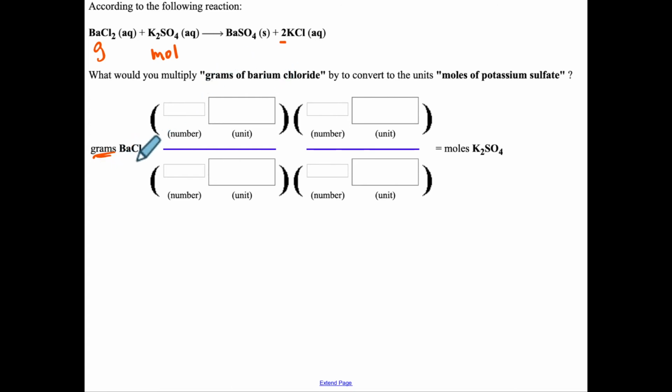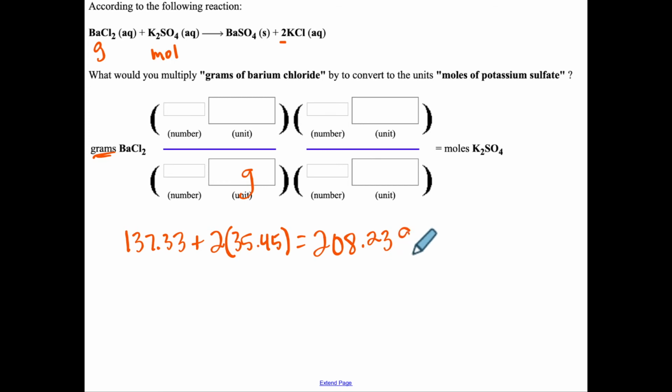So we have grams of BaCl2 here. So down here we have to have grams. And on the OWL program, you don't have to put in the BaCl2. You can, but you don't have to. And then here, we need the number. So you're going to add up the molar mass of barium chloride. Barium's mass is 137.33, and there's 2 chlorines, and chlorine's mass is 35.45. When we type that in, we get 208.23 grams per mole.